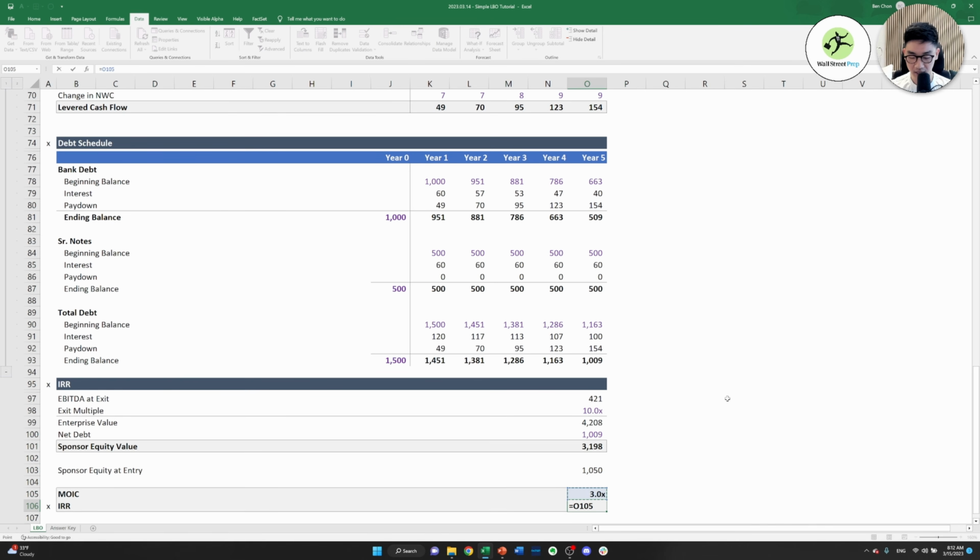And then if we get our MOIC, take it to the power of 1 divided by 5, since we projected by 5 years, minus 1. This gets us to 25%. And that's what our IRR is.